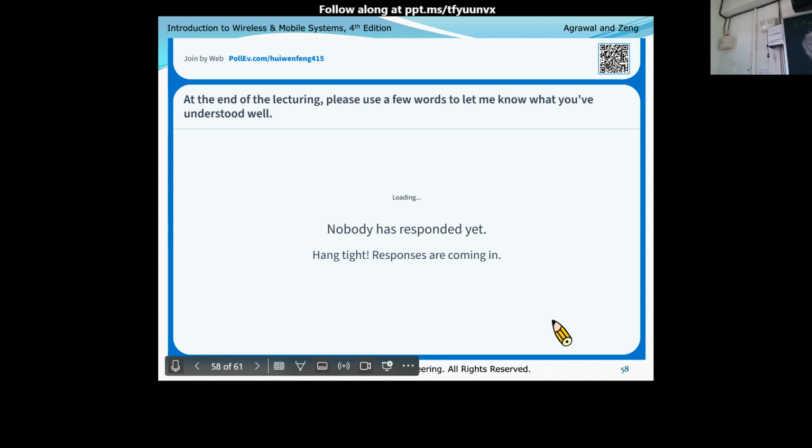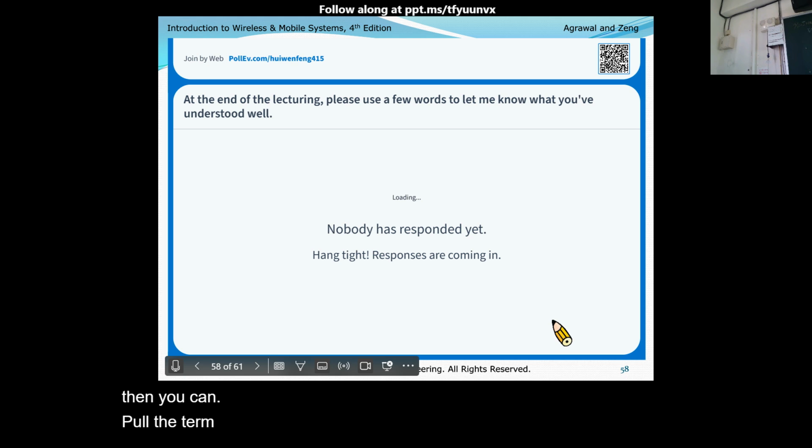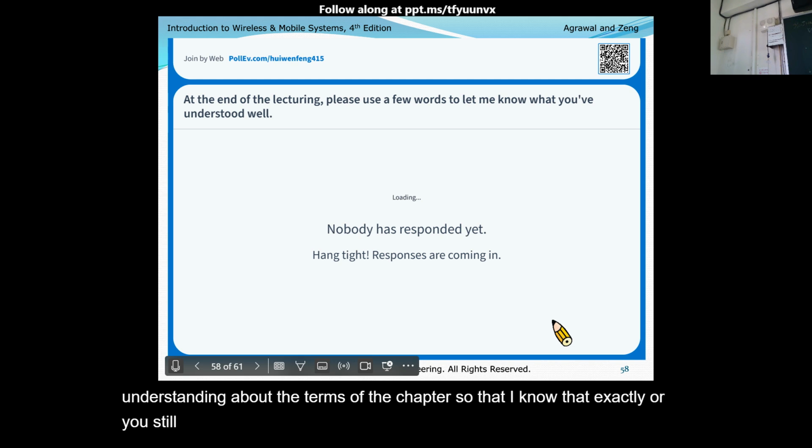So, if we go through chapter 3 and talk about the terminologies, and think about these. Going through all the terminology, which ones do you think you know well? If yes, then you can put the term into the word cloud, and the word cloud will check your understanding of the terms of the chapter. So I know whether you know them exactly, or you still need to refine to have the exact terms.